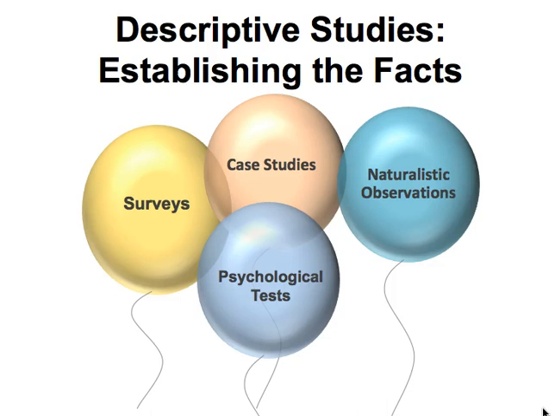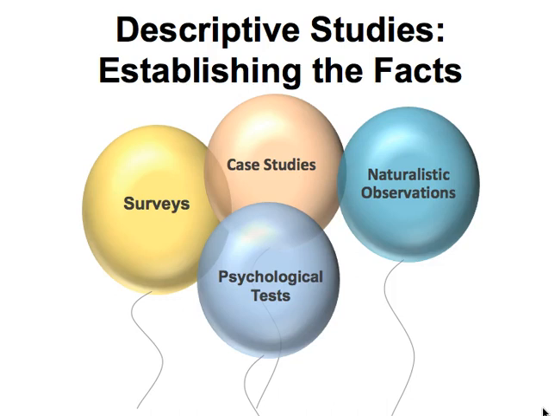Now that we've looked at the steps of the scientific method, let's discuss in more detail Step 3, designing the study, or determining which research method to use. One of the goals of science is description. Other goals include prediction and explanation.